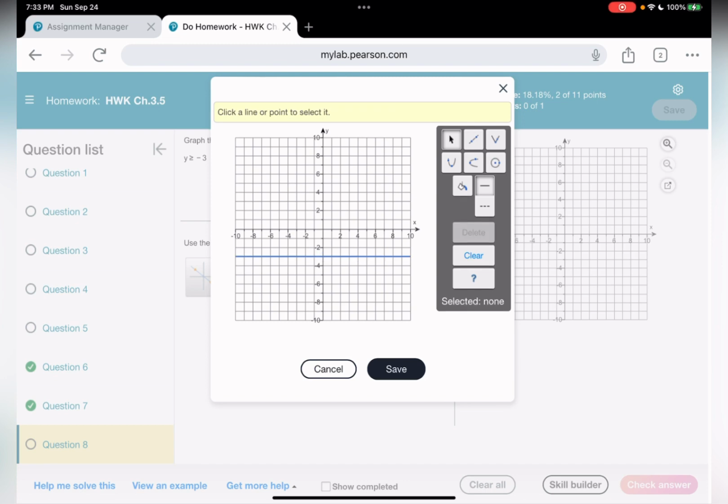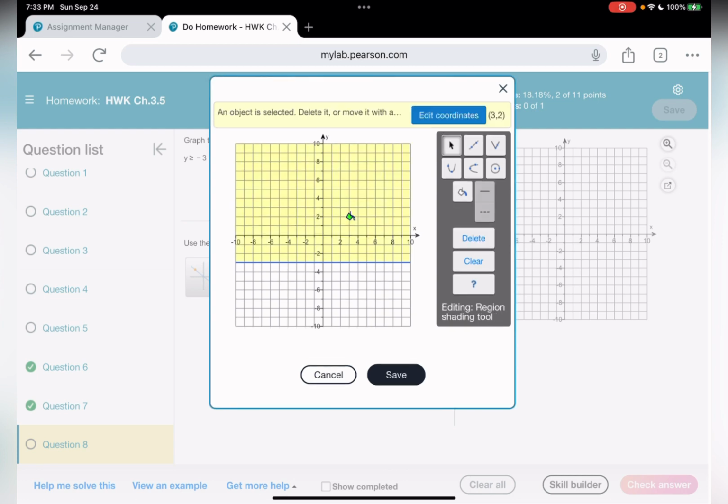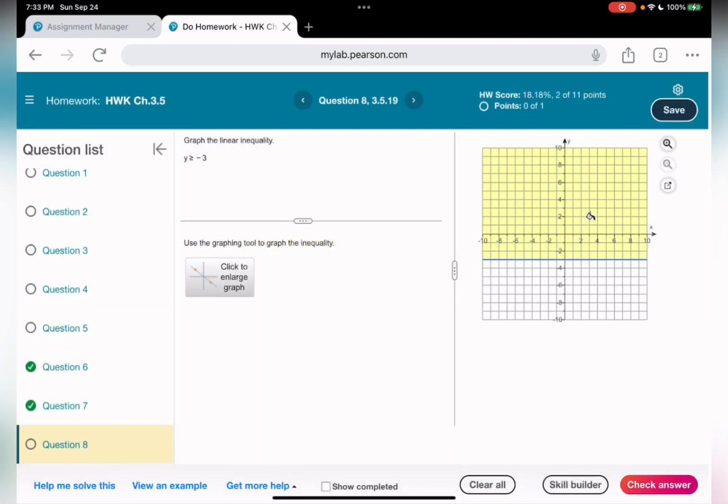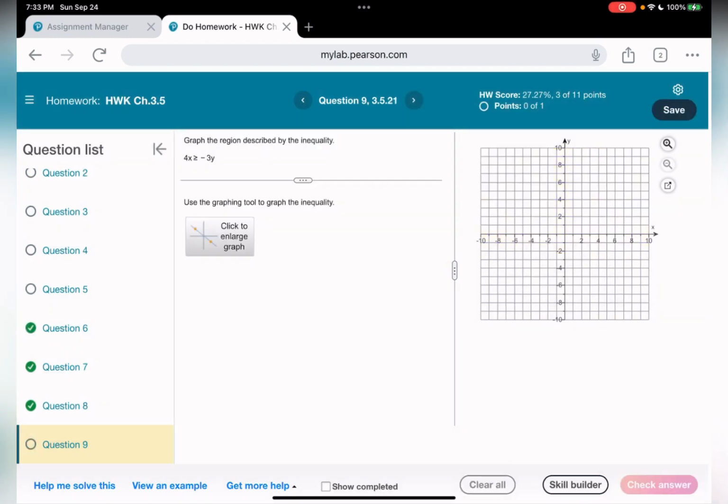Now, it says y is greater than negative 6. Greater, meaning we are shading here, right? This is where it's greater, correct? Okay. Very good.